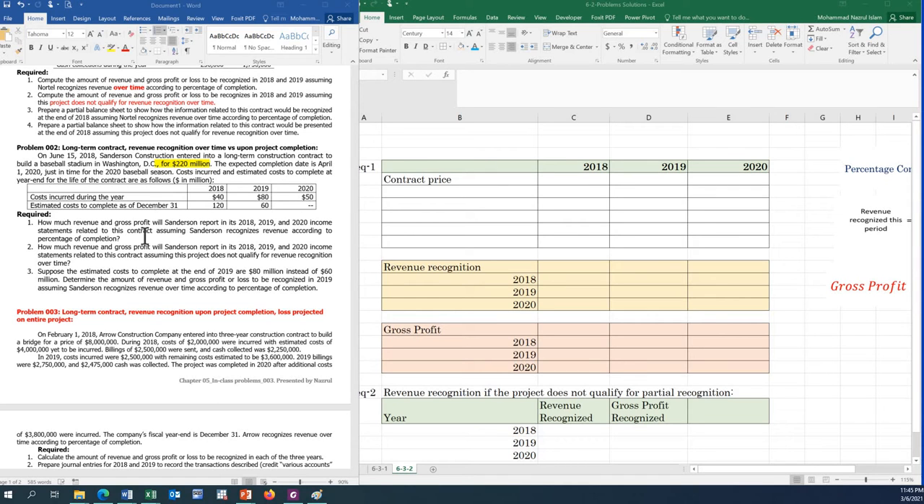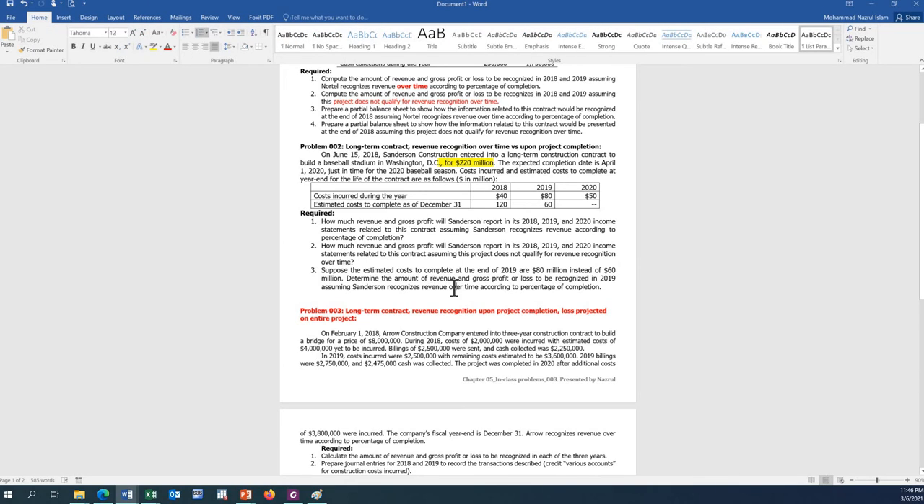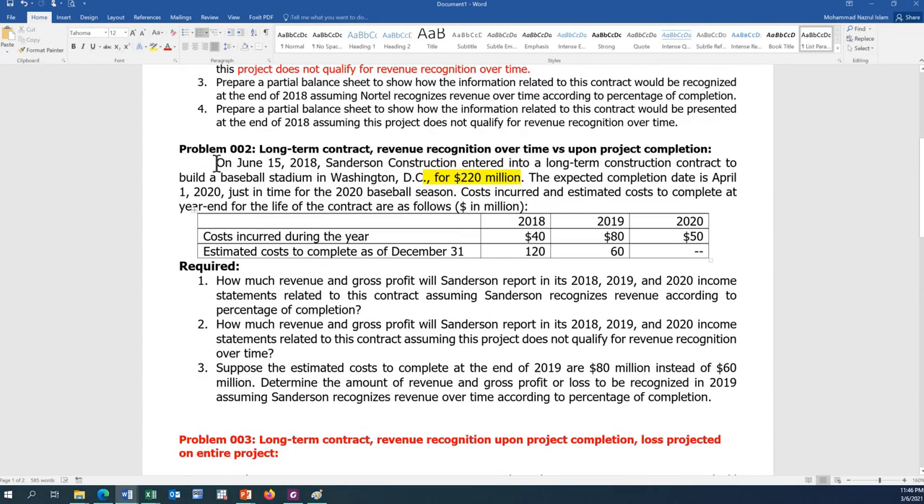Hello, welcome again. This is the solution to problem number 2, long-term contract revenue recognition over time or upon the completion of the project. Okay, so here is the problem again. Let's go to the problem first.